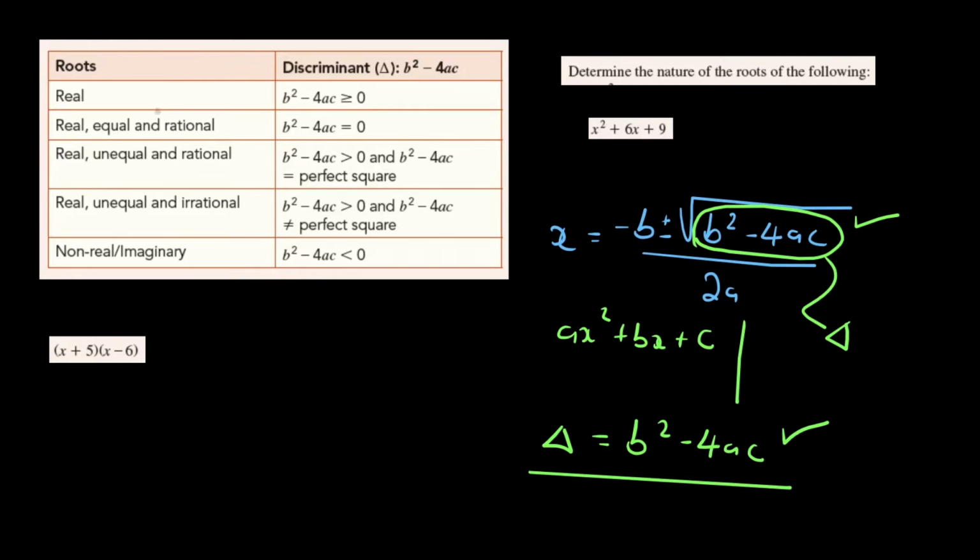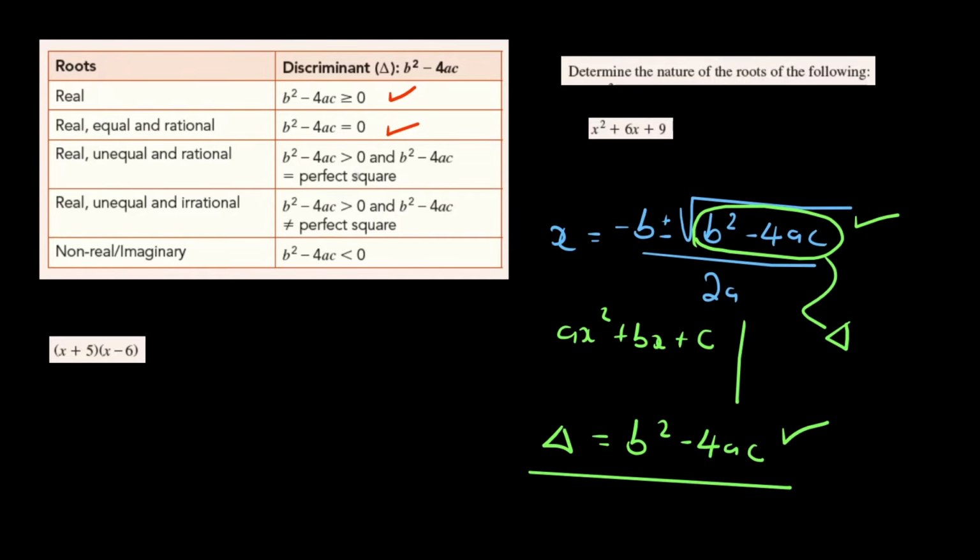So if you look at this table constructed here, it summarizes everything. This table is a lifesaver and it's a hack. It's everything you need to know in nature of roots. So if any question speaks about roots being real, it means that the discriminant is greater than or equal to 0. If a question asks you for roots that are real, equal, and rational, know that the discriminant is equal to 0. Real, unequal, and rational, the discriminant is greater than 0 and a perfect square.